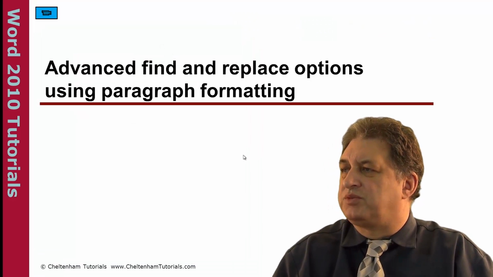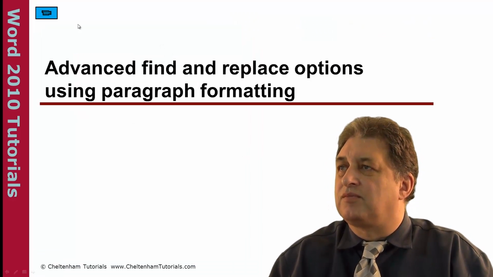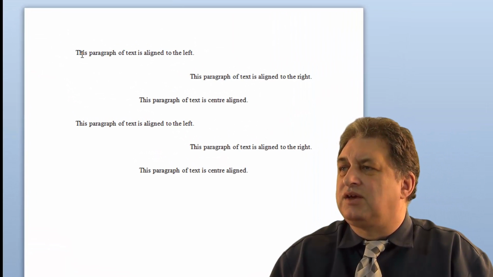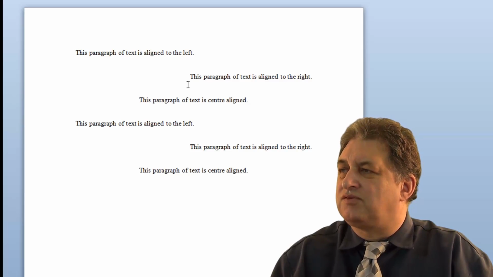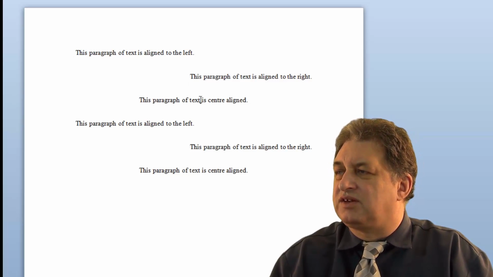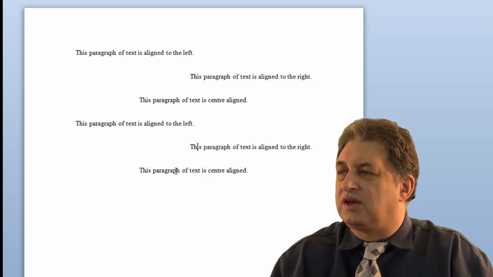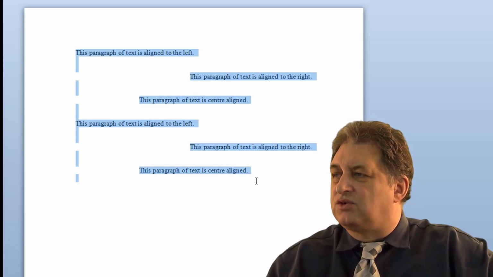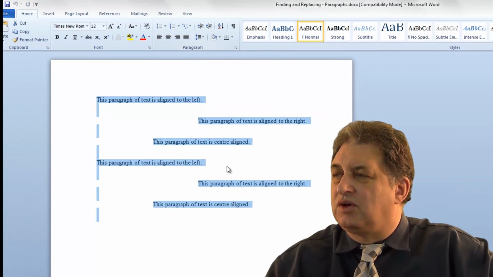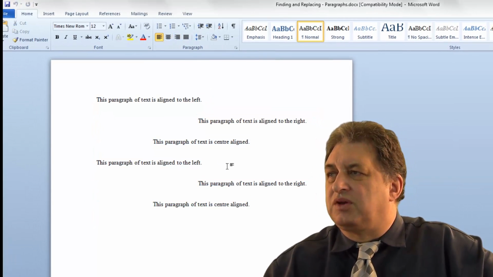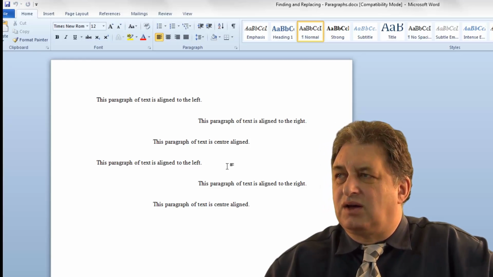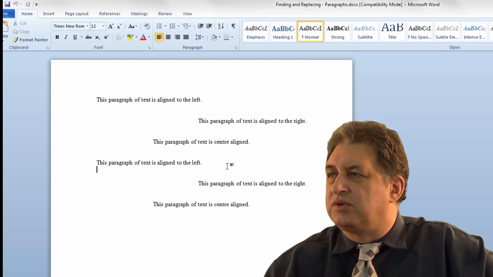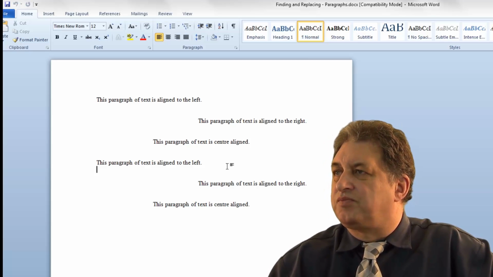Advanced find and replace options using paragraph formatting. Here we've got a document. As you can see, the first line here is aligned to the left, aligned to the right, and centered, left, right, and centered. I can, of course, just simply change all this and go into here and what have you. But let's say this is a really long document and you just wanted to apply formatting changes to certain parts of the document, or maybe to an entire document.